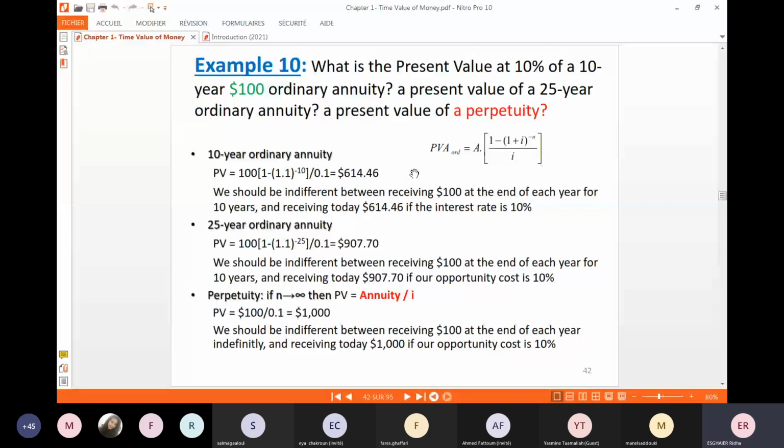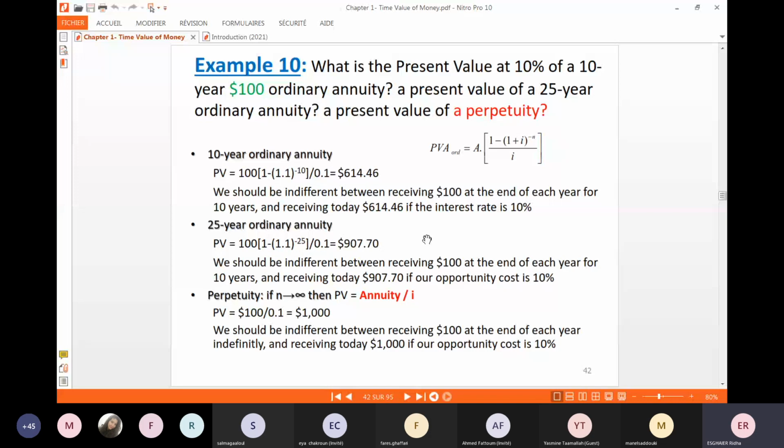Suppose now that we need to determine the amount that can replace a 25-year ordinary annuity of $100 if the interest rate is 10%. Simply we will replace n by 25 in this formula. And now we require $907.70 to replace 100, 100, 100 during the next 25 years.